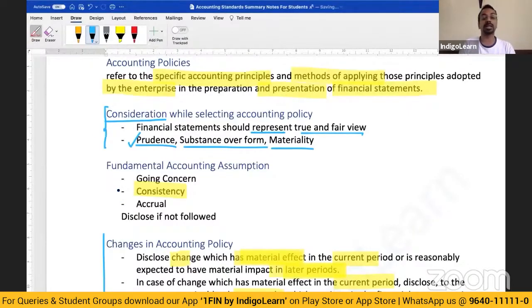So these are the considerations for selecting an accounting policy. And obviously sometimes a short note on the three fundamental accounting assumptions. Please note, even if it is a 2-mark question, that will add up to your total. So don't ignore this particular standard. Going concern, consistency, and accrual.